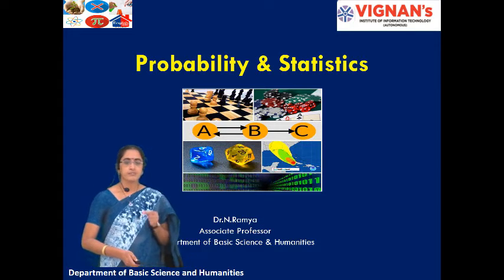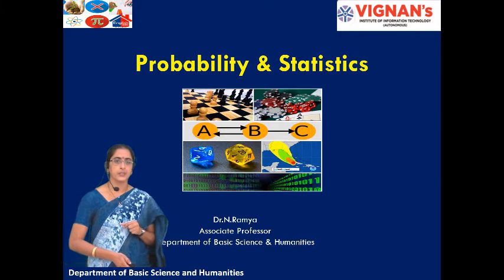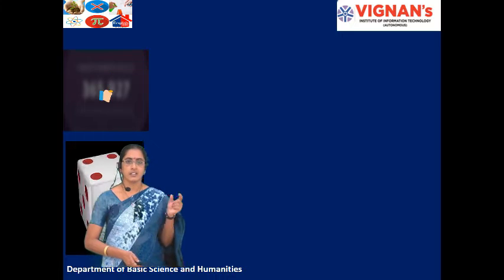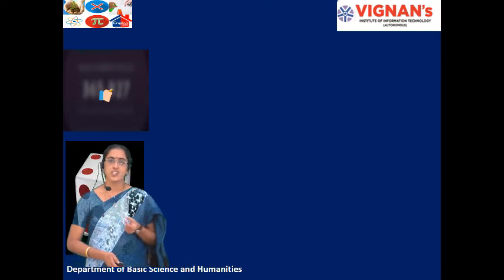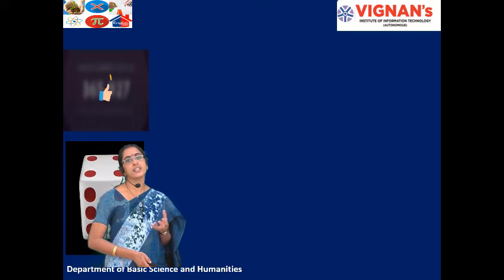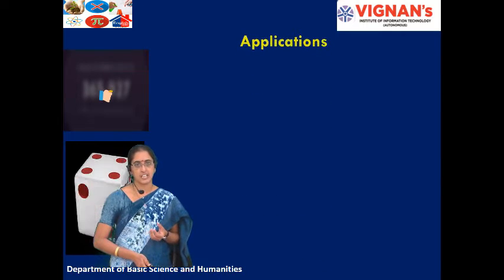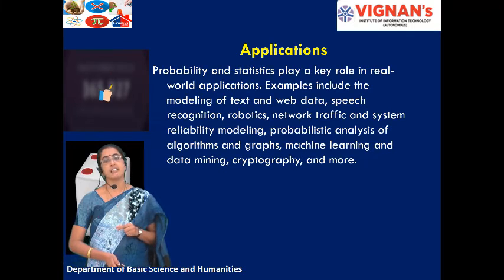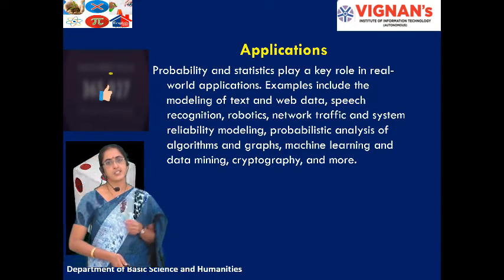So this subject is applicable for you in data mining, robotics, modeling, reliability modeling, machine learning and all. So here you can see the picture. How is this probability and statistics useful for your current semester? It is useful in robotics, machine learning, data mining, reliability systems and all.